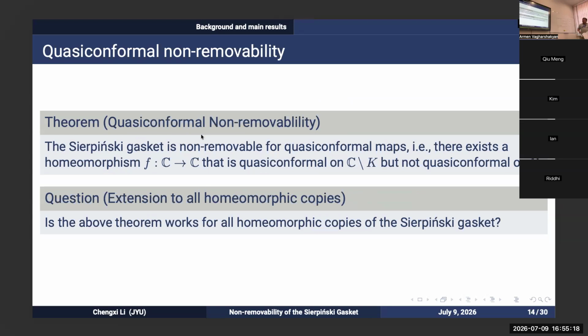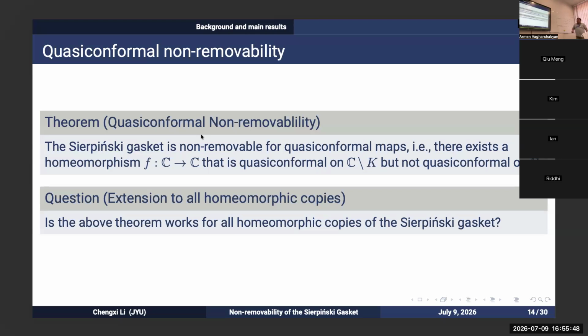So actually the main theorem in this paper is the quasi-conformal non-removability. The main point to prove this non-removability, of course, is to construct the exceptional homeomorphism F such that F is quasi-conformal on C minus K, but not quasi-conformal on the whole C. So this is a concrete example where we can see the exceptional homeomorphism F.